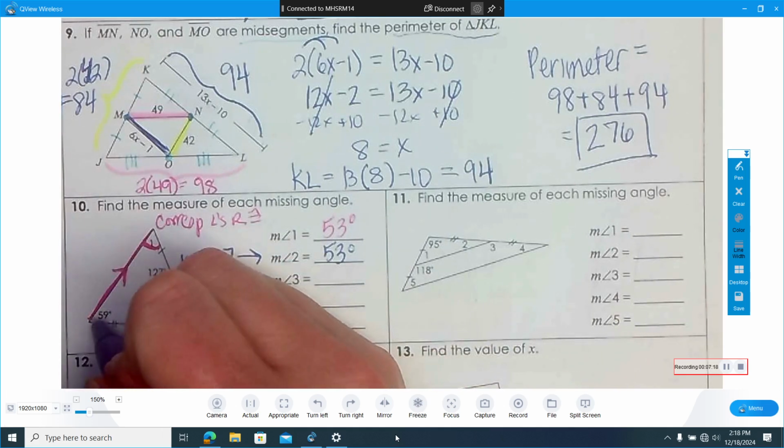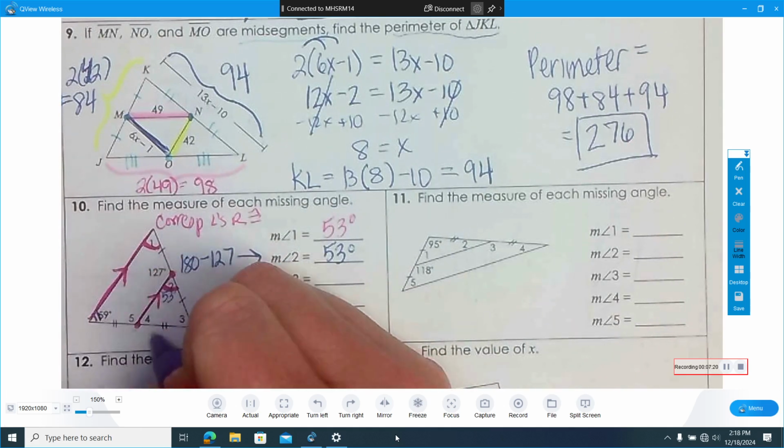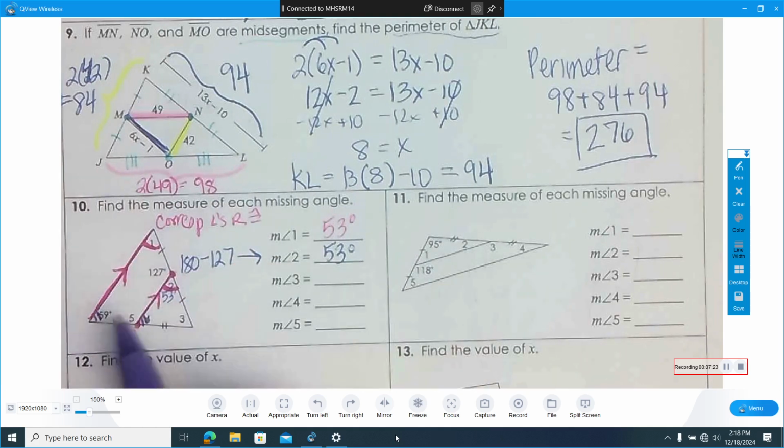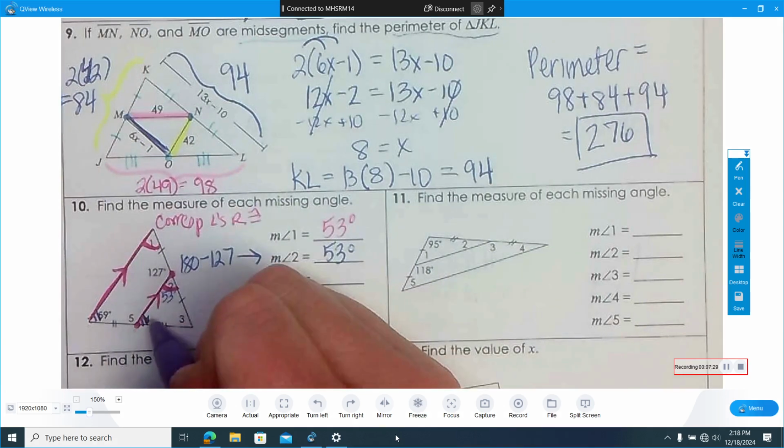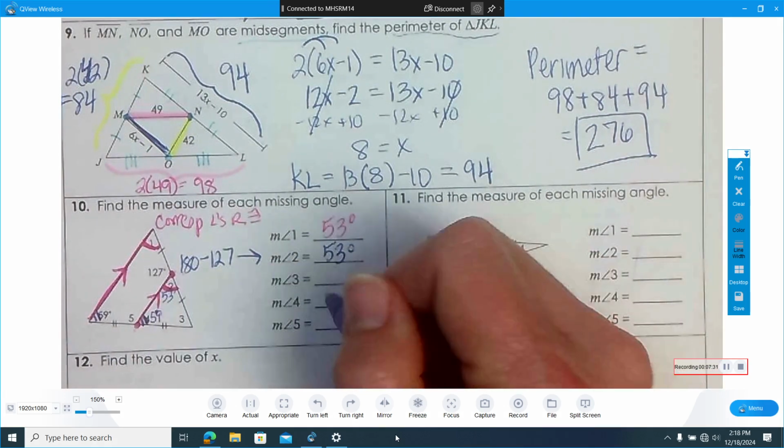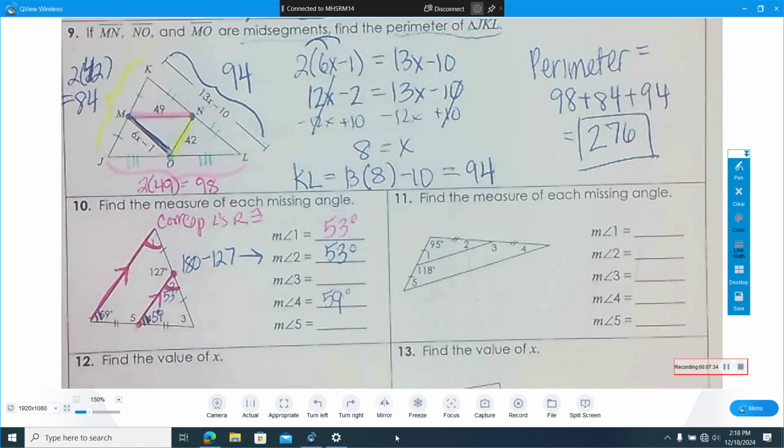Right here we got a 59-degree angle. It's corresponding with angle number 4. So again, those are in that same corresponding position. So angle 4 is also 59 degrees.